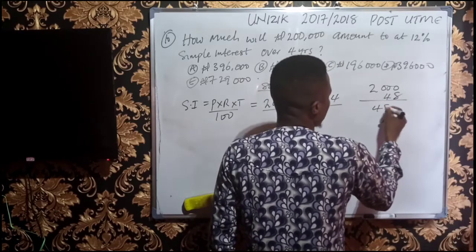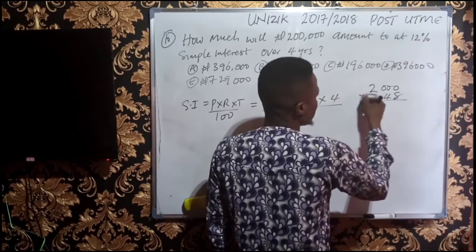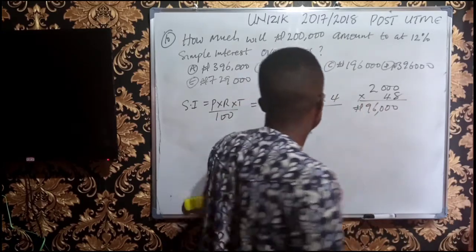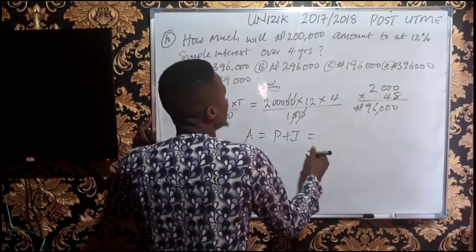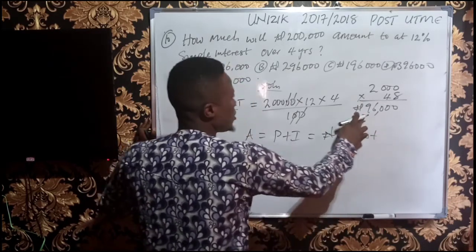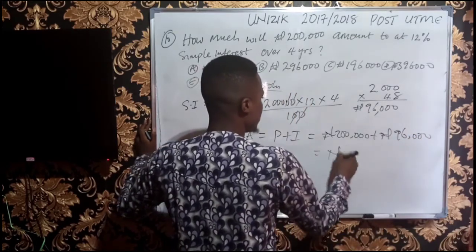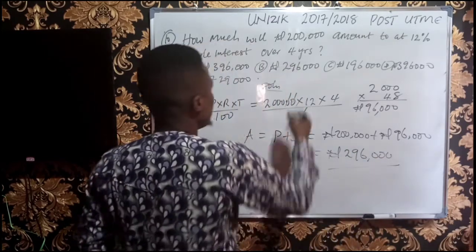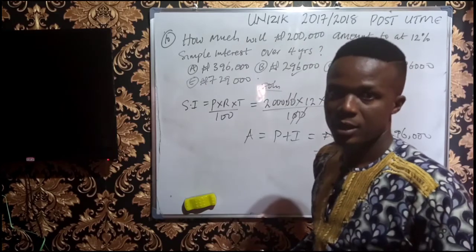So 2,000 multiplied by 48: 4,800, then 48,000 times 2, which is 96,000. This will give us 96,000 naira. This is just the interest, but you know that we are looking for the amount. Amount A is principal plus interest. The principal is 200,000 plus the interest, which we've got as 96,000. When you add together, this gives us 296,000 naira, and that should be option B. So this is just the amount at 12% per annum simple interest. Let's take the next one.